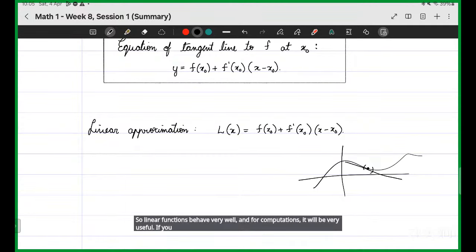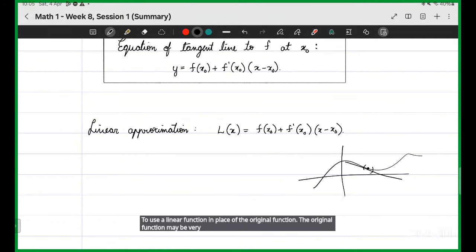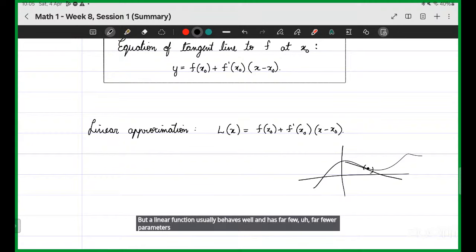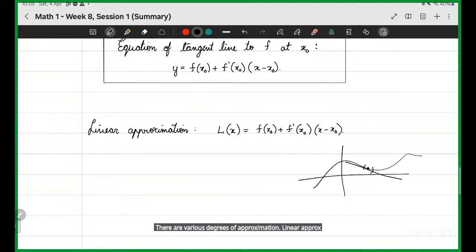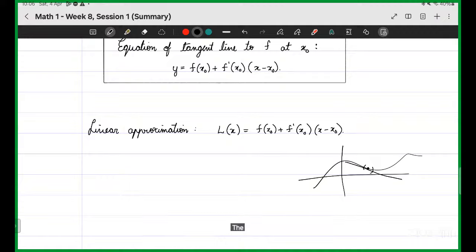If you have some logarithmic or exponential function, that may not be very easy to compute, especially when you have a lot of data and all that. So sometimes it is better to use a linear function in place of the original function. The original function may be very wide, but a linear function usually behaves well and has far fewer parameters. So what is a good function to use in place of the given function? There are various degrees of approximation. Linear approximation means you say which is the best straight line which would approximate the behavior of the function near that point. So that is given by this function, which is called the linear approximation of f.